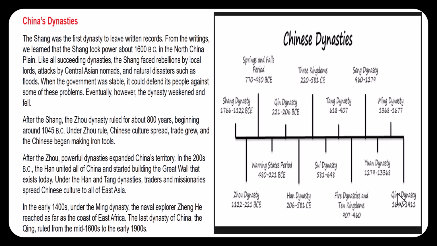Question number 11. What were 2 main accomplishments of the Han dynasty? Number 1, they united all of China. And number 2, they started to build the Great Wall of China that still exists today. Question 12. How did China expand its influence under the Han and Tang dynasties, while their traders and missionaries spread it to all of East Asia? Question 13. What continent did China reach with an explorer in the early 1400s? They reached the coast of East Africa. So they reached Africa. And question 14, what was the last dynasty in China that ruled from the mid 1600s to the early 1900s? The Qing dynasty.